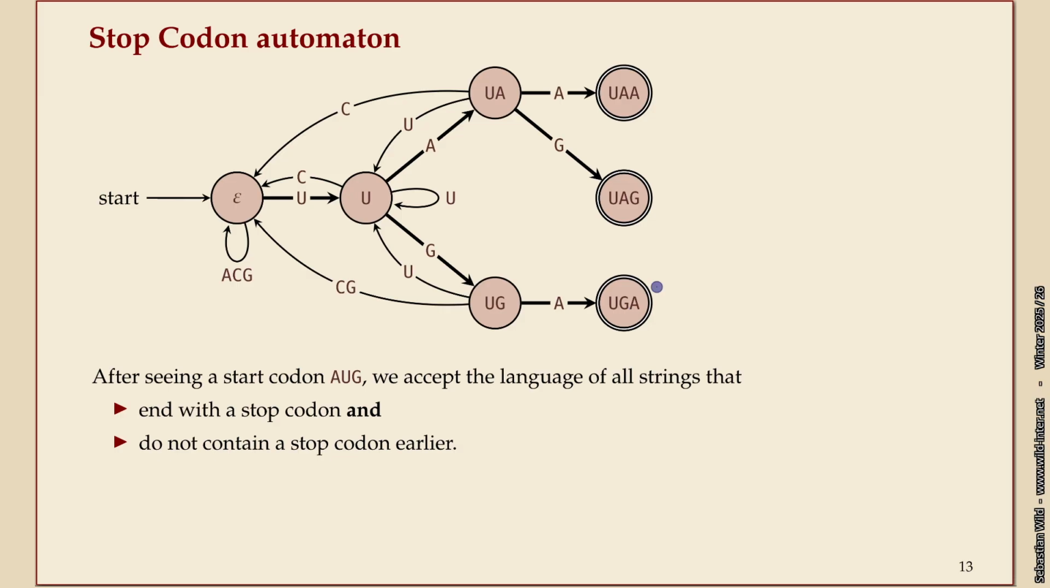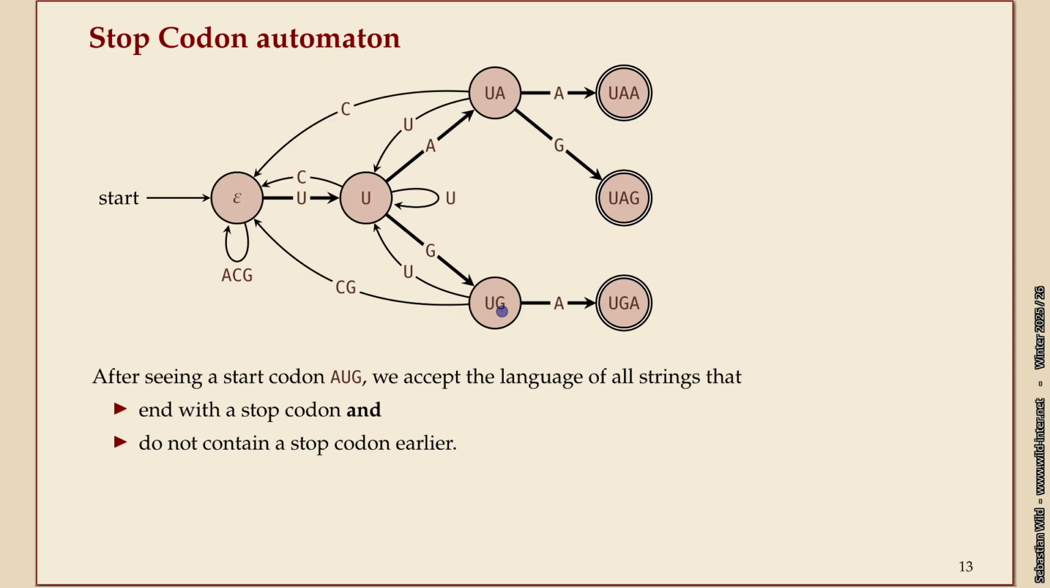But if I'm, say, in this state, I've seen a UG. If now an A comes, I know what to do. But if I see a U instead, I can't continue. I have to give up. This UG prefix is not going to continue. But I have to jump back to this state, because the U I'm reading now might be the beginning of a new, potential occurrence.